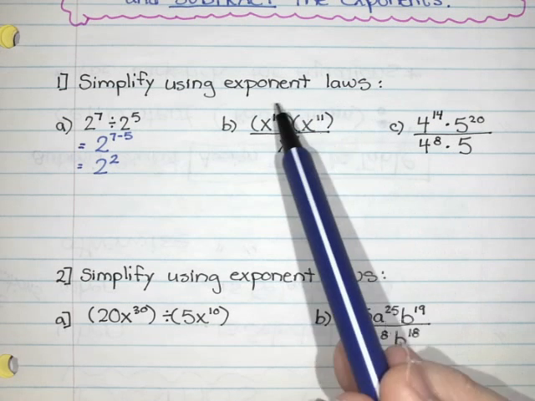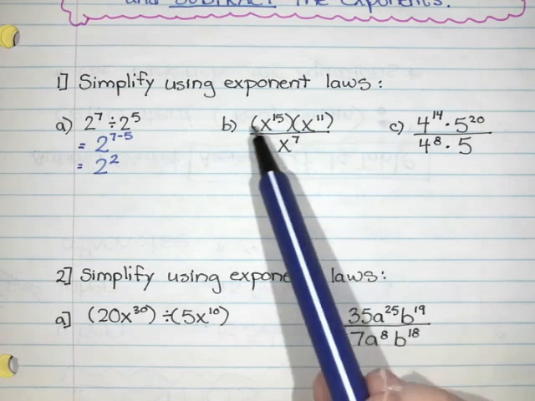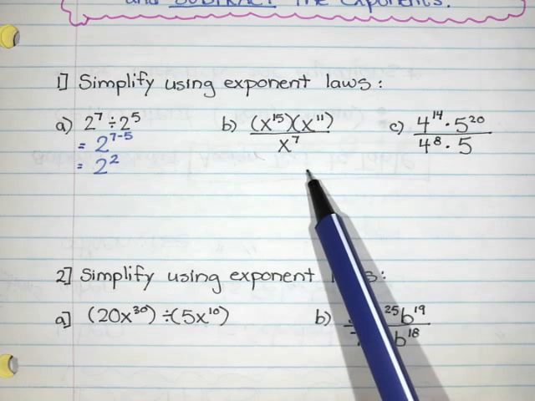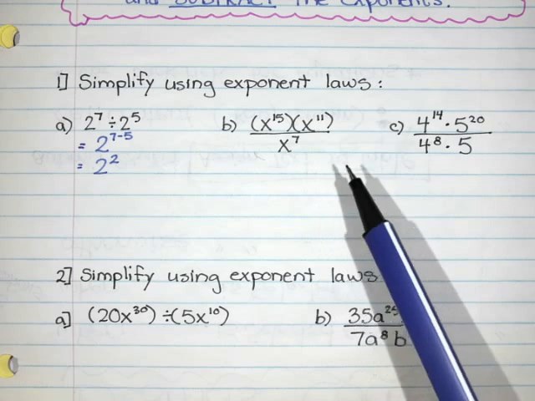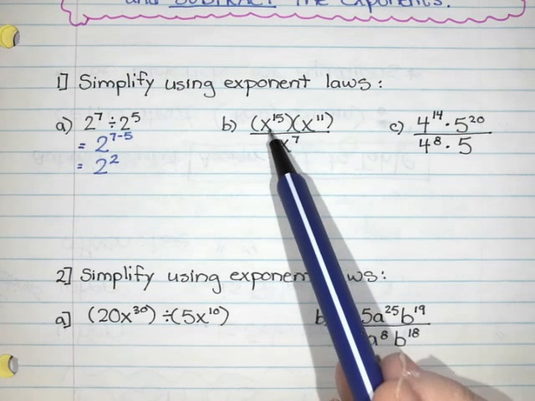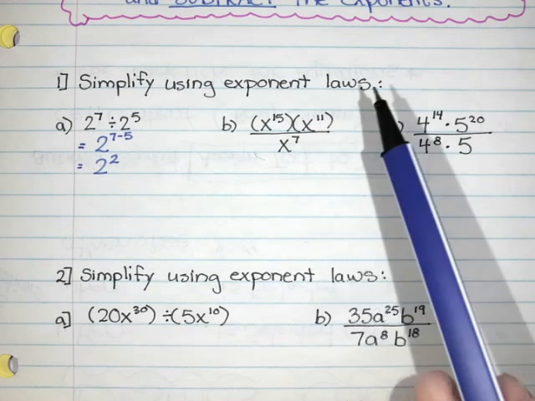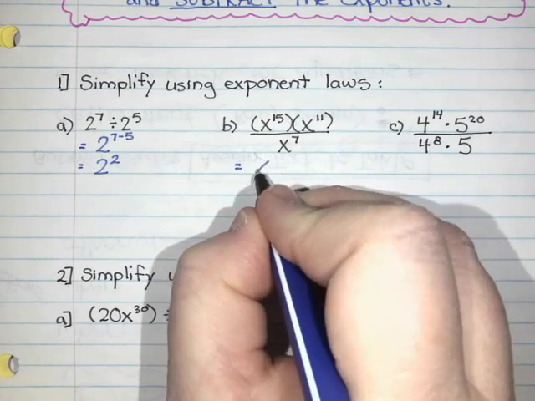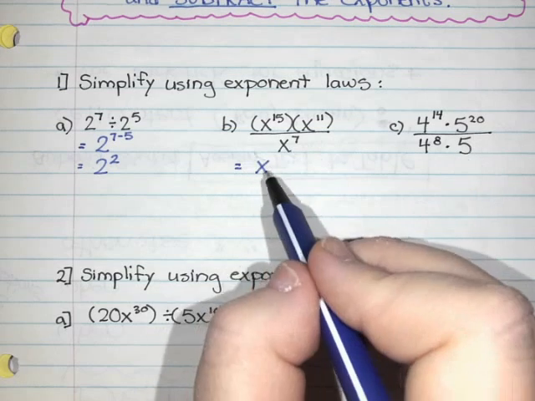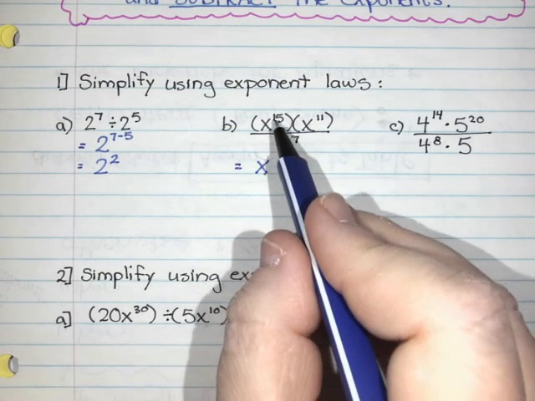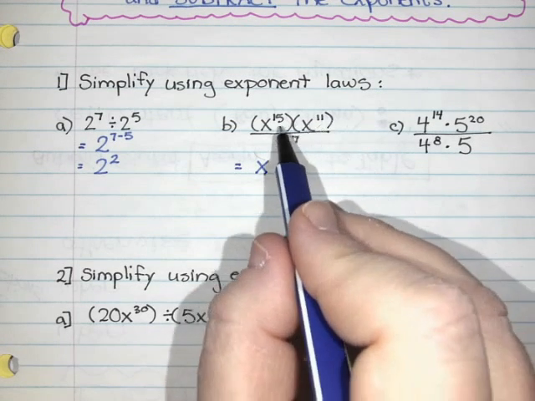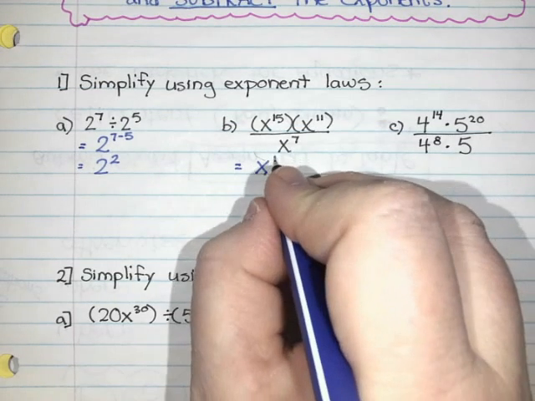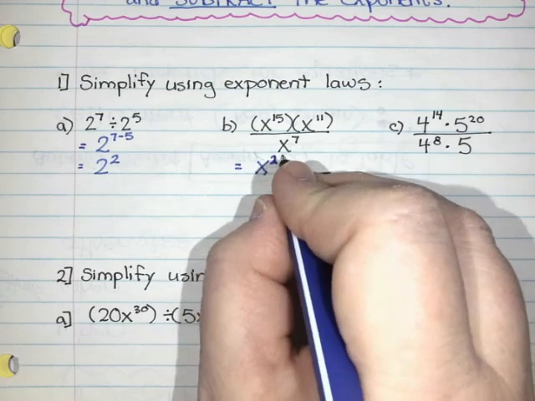Now, when I'm trying to decide what to do first, I will normally simplify the numerator and then simplify the denominator, and then do the division from there. So I'm going to start with x to the 15 times x to the 11. So we learned yesterday that when you multiply two things with the same base, you leave the base the same and you add the exponents together. So 15 plus 11 gives me 26.